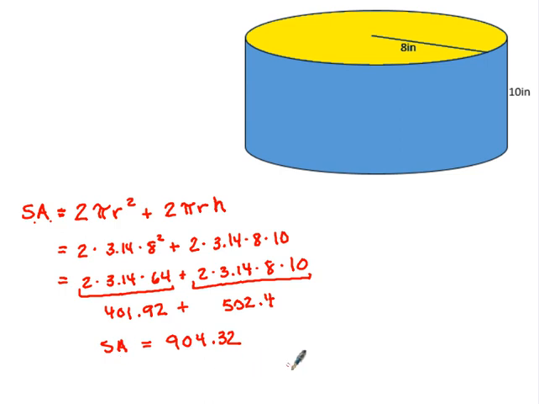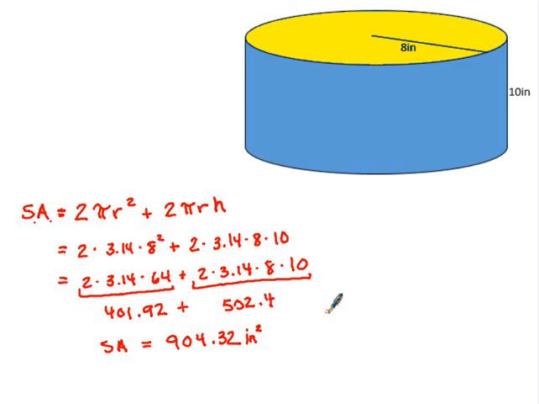Now the last thing I need to remember to do is put in our unit. In this case, our unit is inches. And again, when you're finding the area of anything, regardless if it's surface area or just normal area of a two-dimensional figure, you are going to square the unit. So our final answer, 904.32.